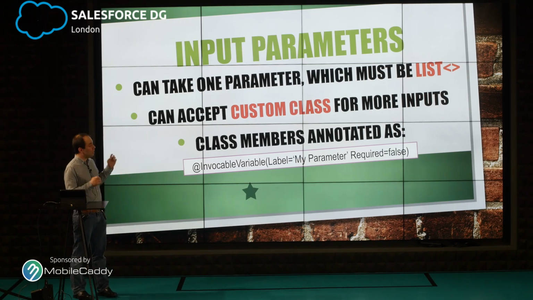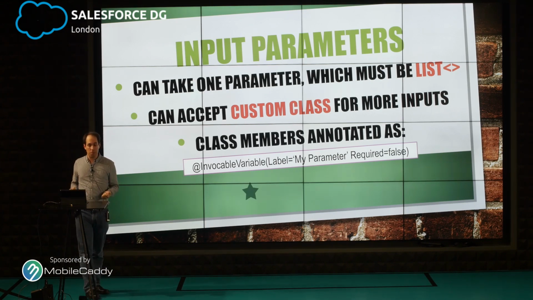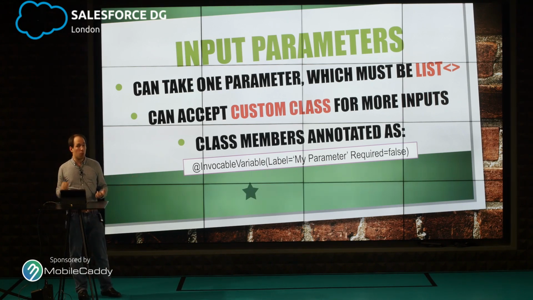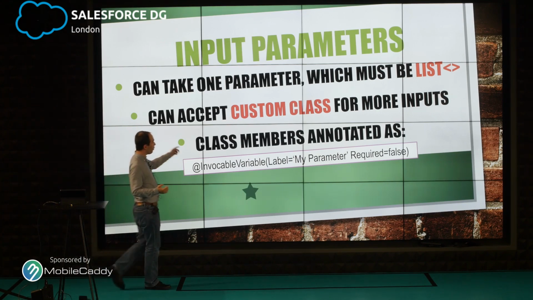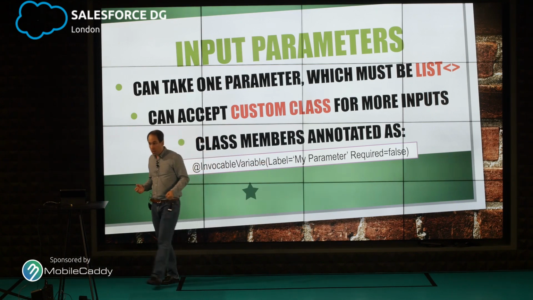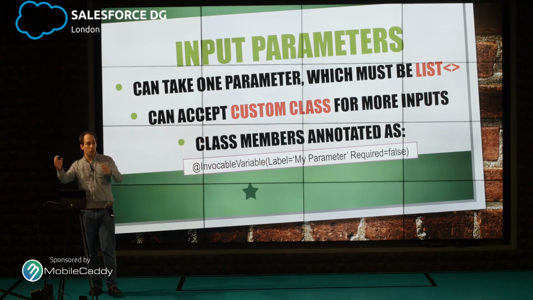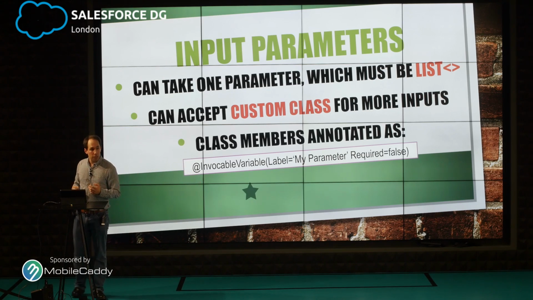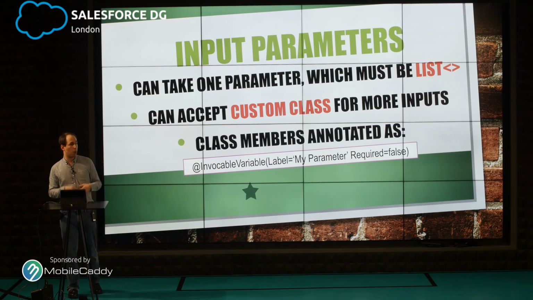But even though you can only accept one input parameter in your method, that input parameter can be a custom class that you build. That class can have multiple members to it, and if you annotate those members with InvocableVariable, and you can give them a label and a required parameter as well, then in Process Builder, you will see multiple different input fields. And in Flow, you'll see multiple inputs and multiple outputs.